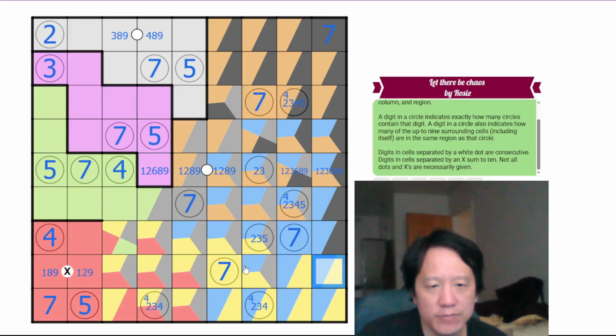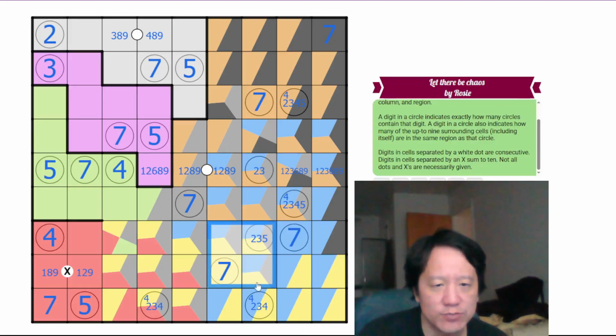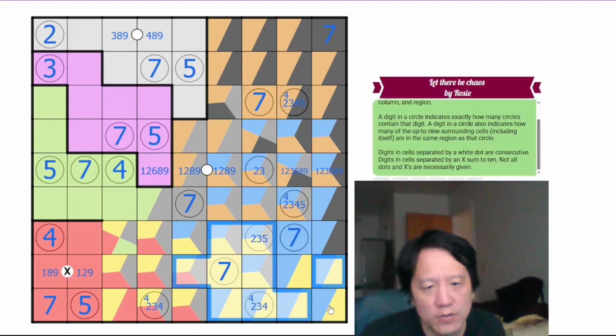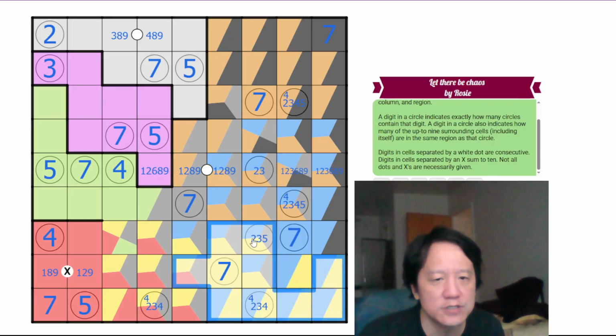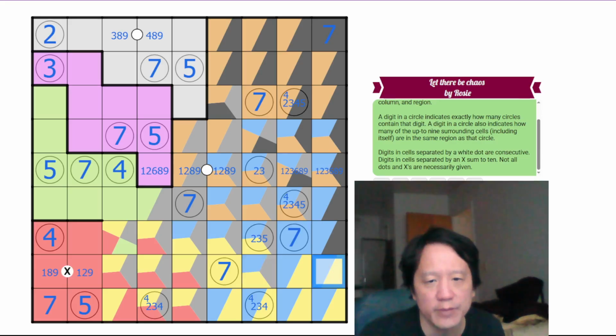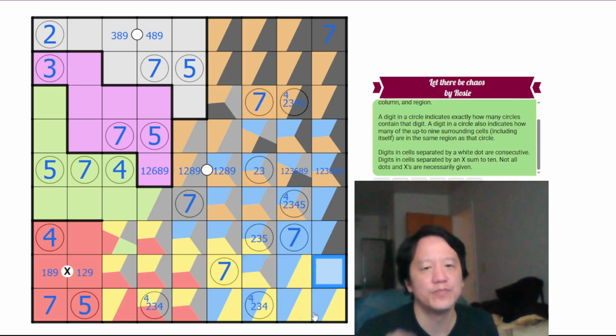This can't be yellow. To do that, it would have 7 surrounding this cell. And then it would have to go. It can't go here. It could still go straight through. It would have to go 1, 2, 3. But that's 10 cells in the region. So this can't be yellow. This is definitely blue.